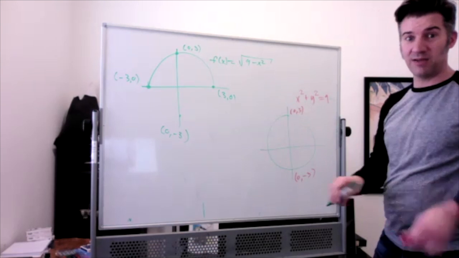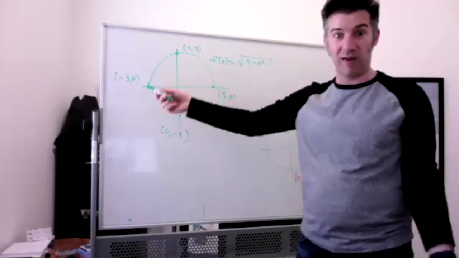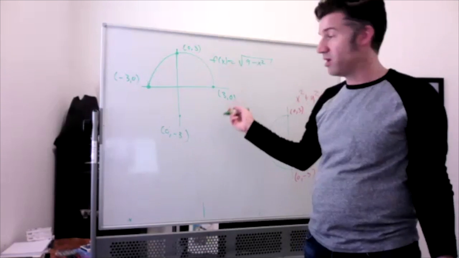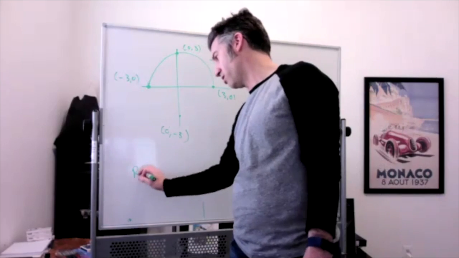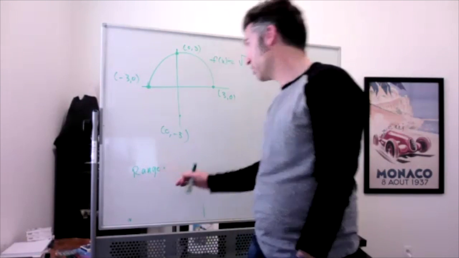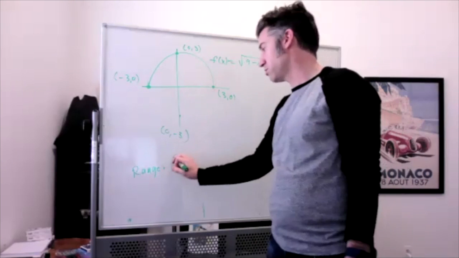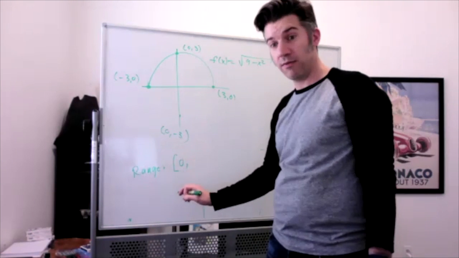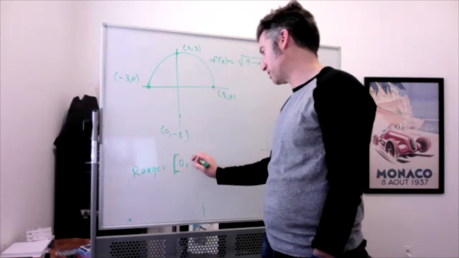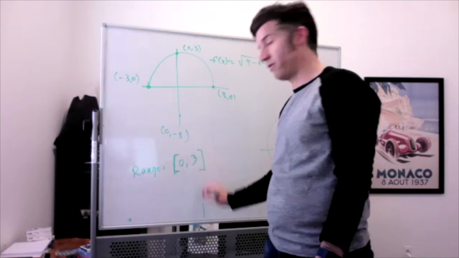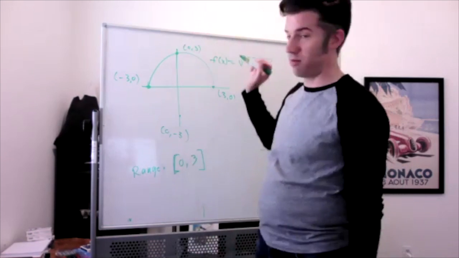However, that doesn't allow us to answer. If we know the graph, which we do, we know it's the top of a circle of radius 3. We can find the range by saying, okay, graphically, the range goes as low as 0, inclusive, so we use a bracket, and as high as 3, inclusive. We get that y value of 3, so we include it.